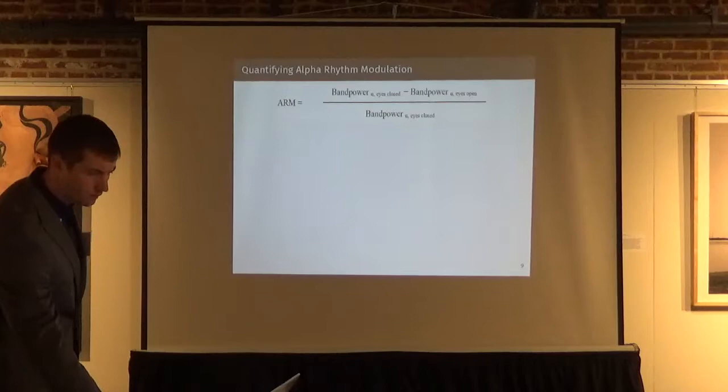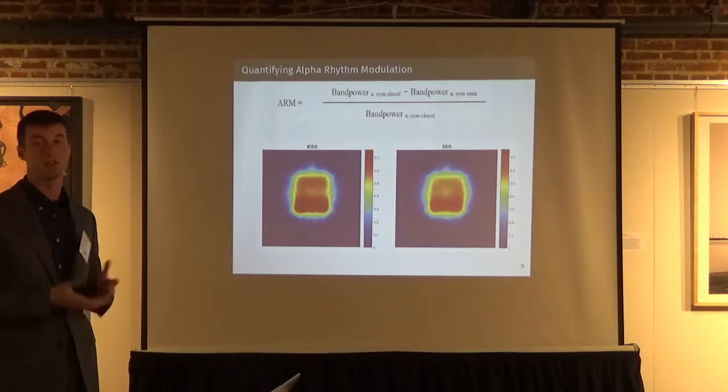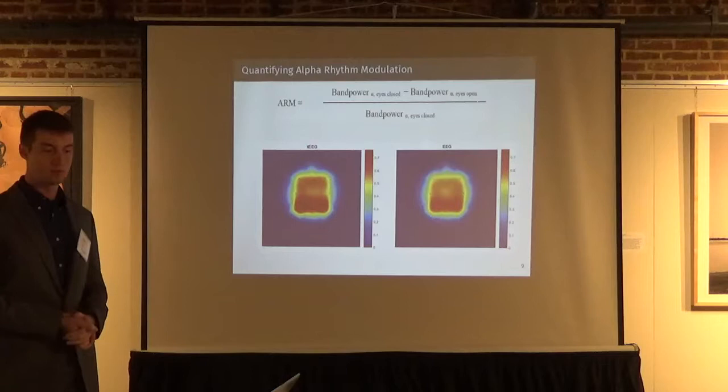And what these topographic maps show for all 9 electrodes is, first off, all the electrodes did show positive alpha rhythm modulation, meaning that alpha rhythm did get stronger when the eyes were closed as opposed to when the eyes were open. This is to be expected.